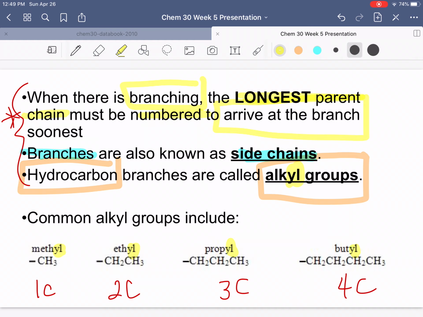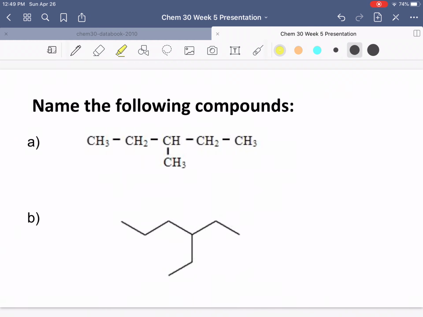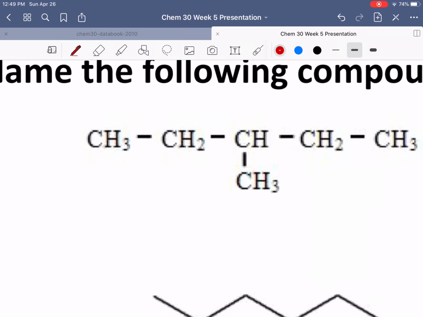The list continues. Now, here's 2 examples that you've got in your notes. The biggest thing with this is you have to identify your parent chain, because that's going to figure out for you what the root is for the naming. And it'll also help you with the numbering. Show you what I mean from a numbering perspective. There's lots of ways we could number this first one, and you got to do it the right way.